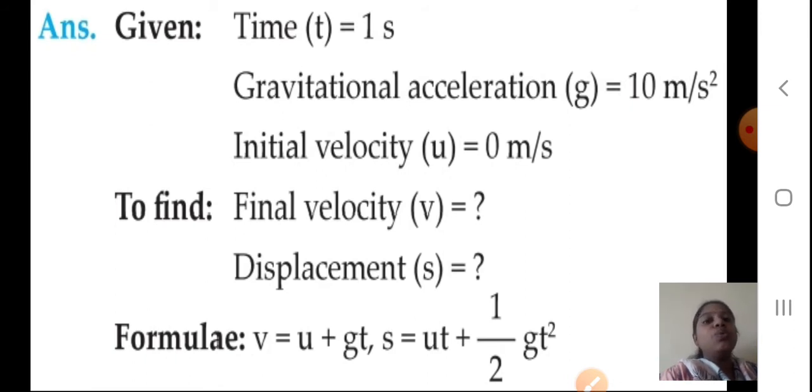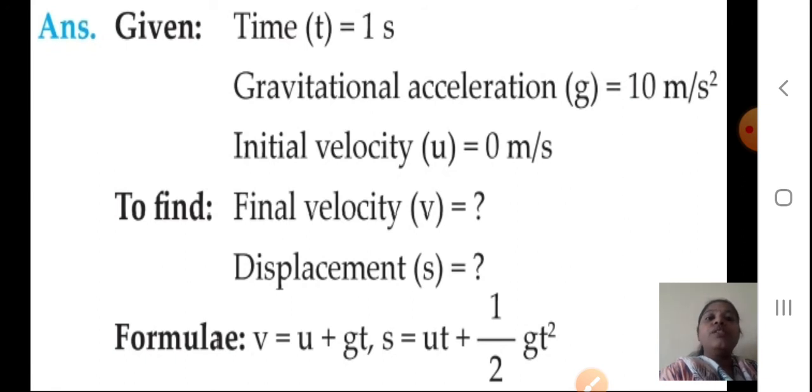Initial velocity is 0 meter per second, because the ball is first on the table and then it falls off, right? So the initial velocity is 0 meter per second. To find the final velocity, students, you have to find the displacement. That is the height of the table, meaning how much the ball has fallen down, that much must be the height, right?